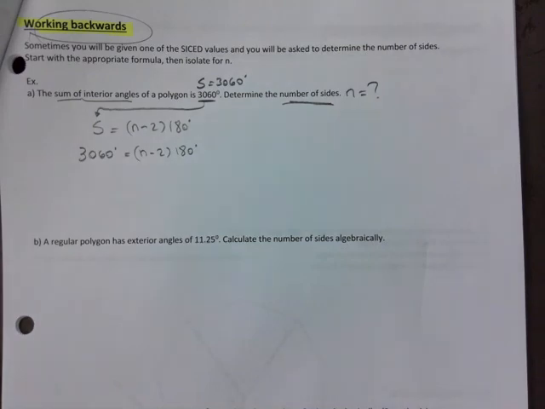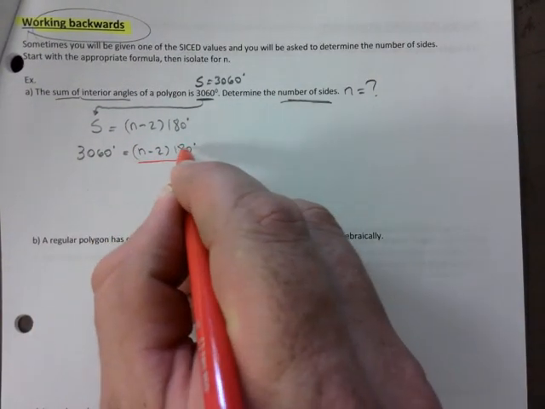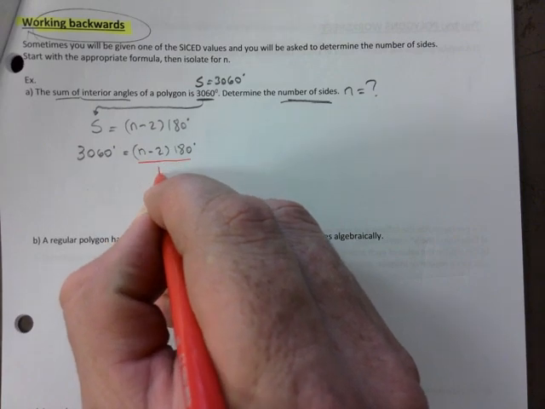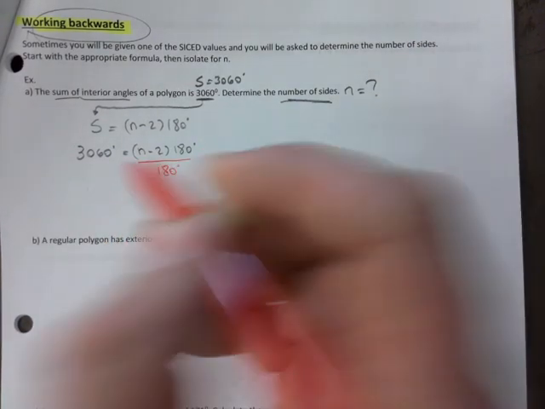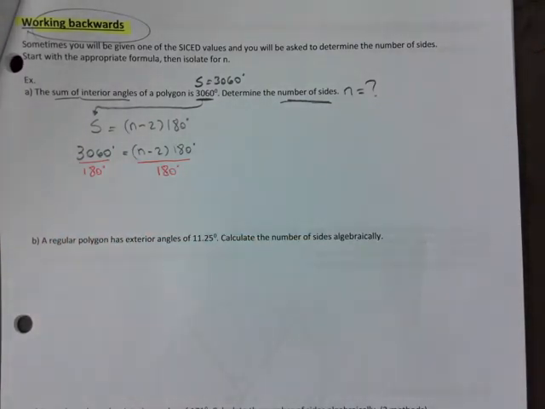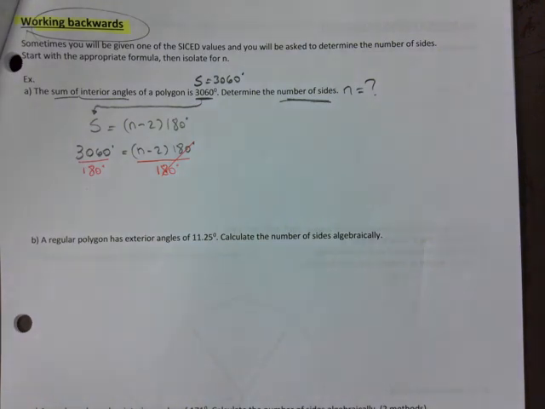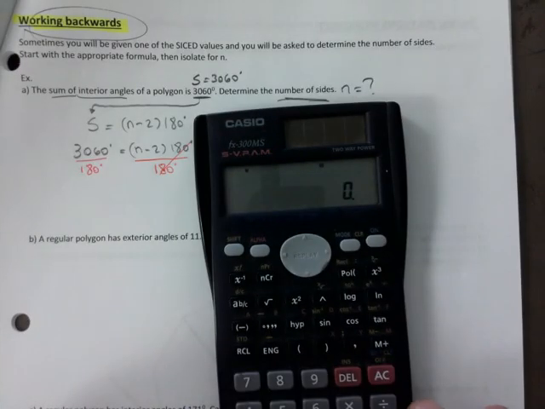Here you have choices, but I'm going to give you the easier choice. I'm going to see the goal is to get to n, right? So first we're going to get rid of the 180 that's multiplying it. What's the opposite of multiplying? Divide. Okay. Cancel, cancel. Love doing that, right? I wish I could do that with my loan.